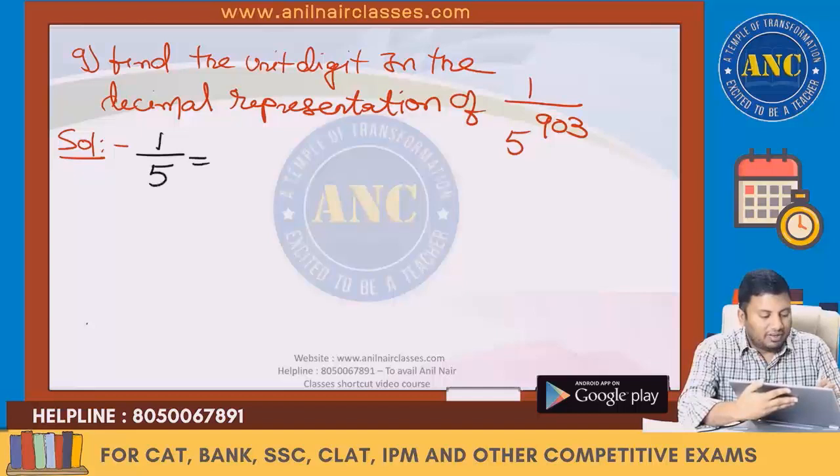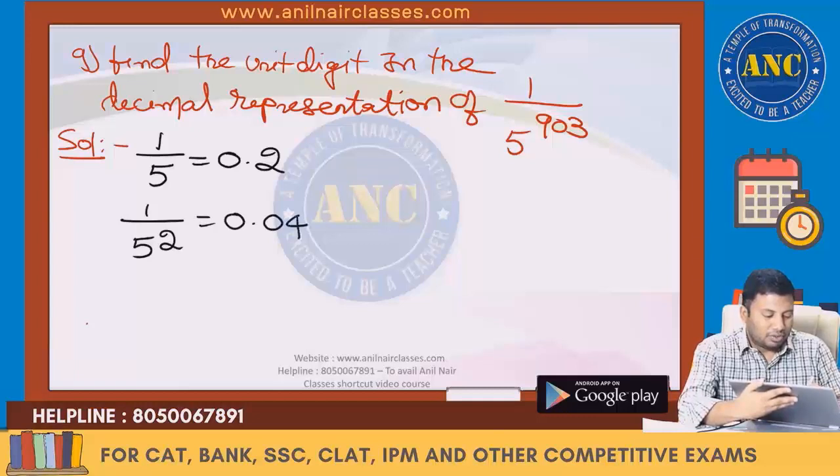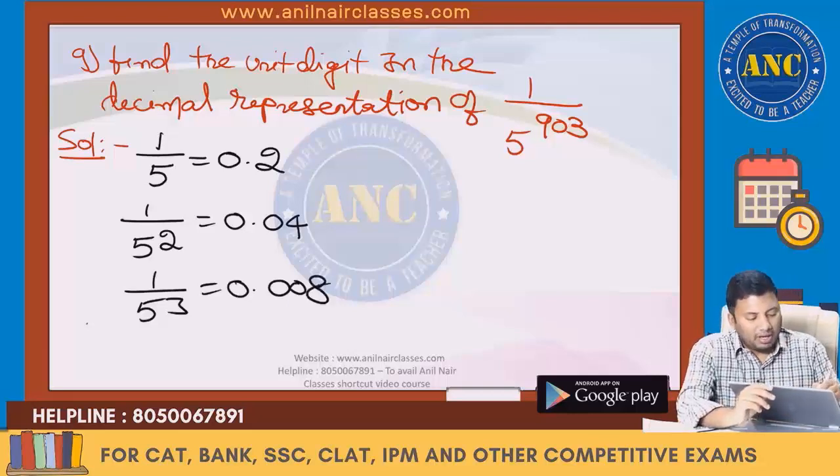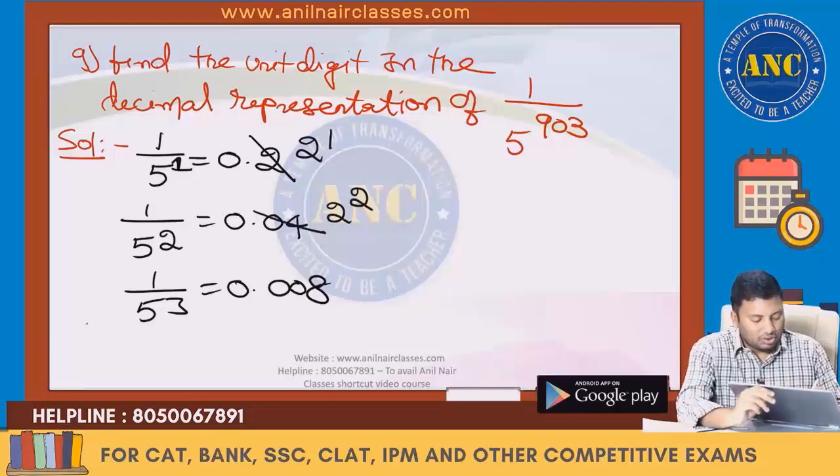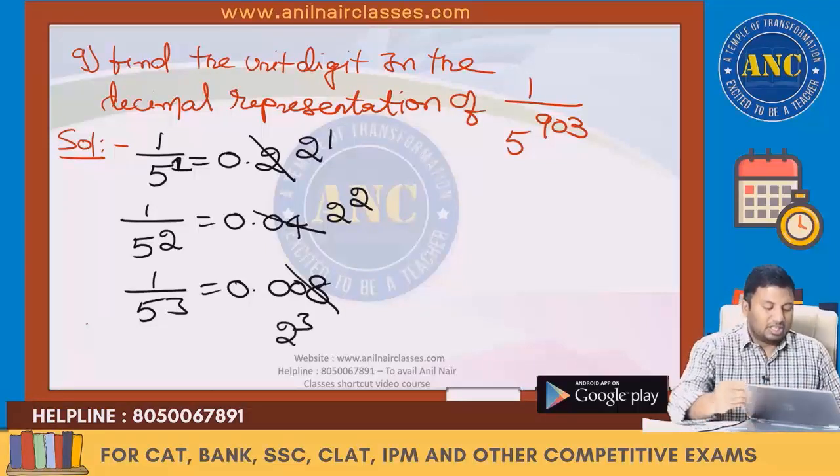1 by 5 is 0.2. 1 by 5 square is 0.04. 1 by 5 cube is 0.008. So 1 by 5 power 1, unit digit is 2 power 1. 1 by 5 square, unit digit in the decimal is 2 square. 1 by 5 cube, unit digit in the decimal is 2 cube.